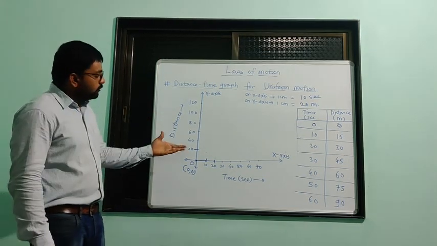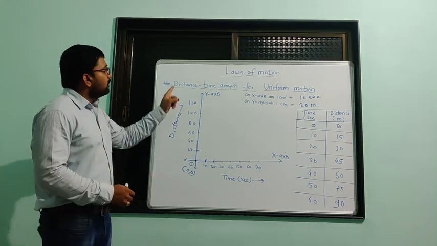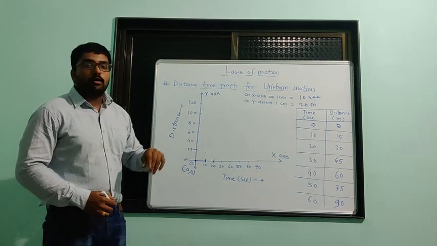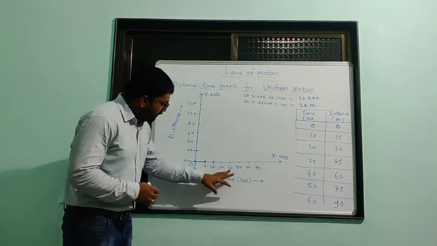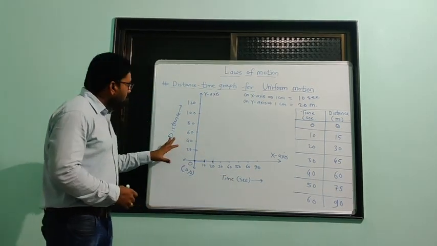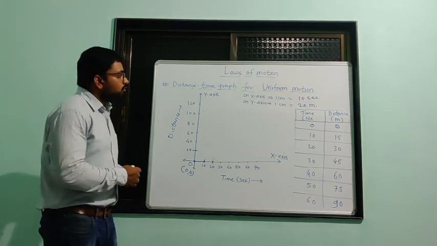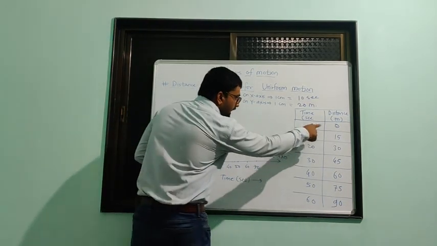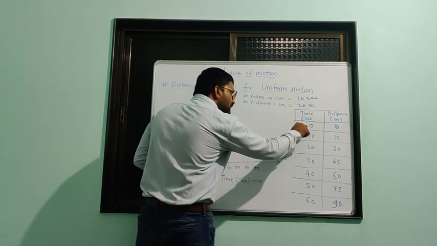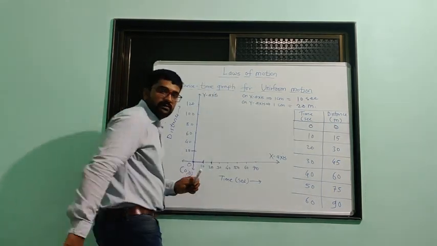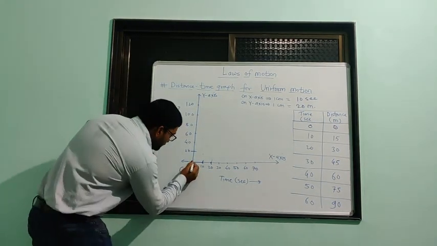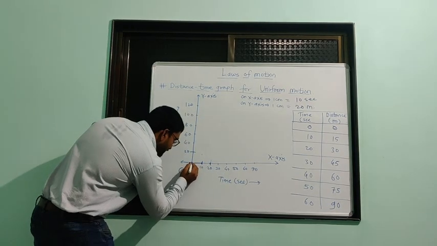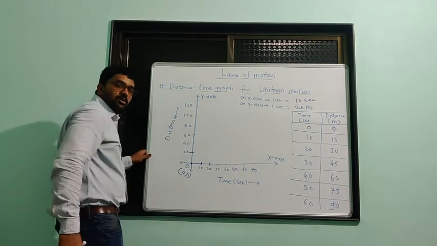Now we have to draw the graph of distance-time for uniform motion. Here on the x-axis is time and on the y-axis is our distance. So the first reading we have to take is at 0, 0. At 0 time our distance is how much? 0. So here 0, 0. Our time is 0 and our distance is also 0.